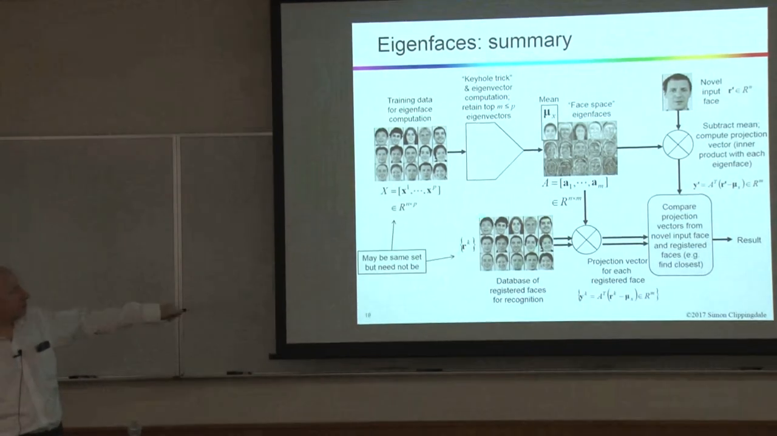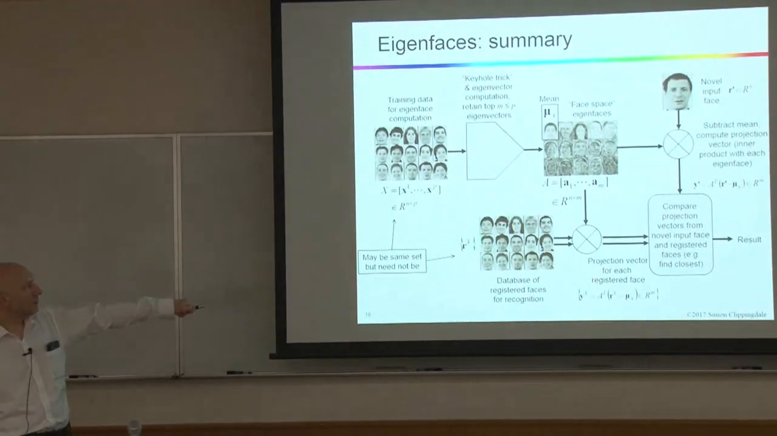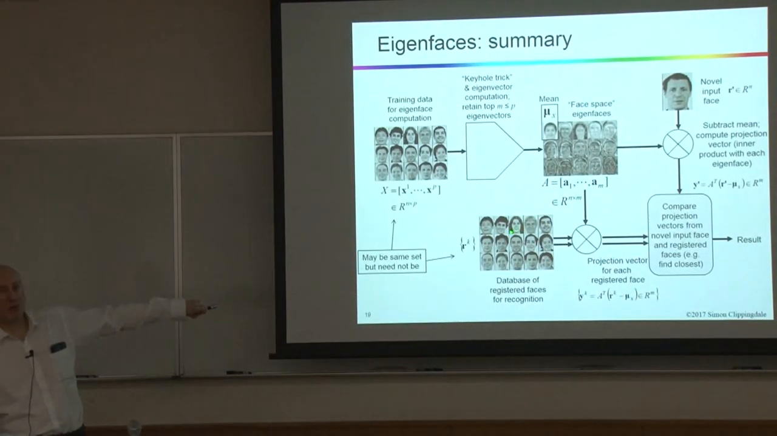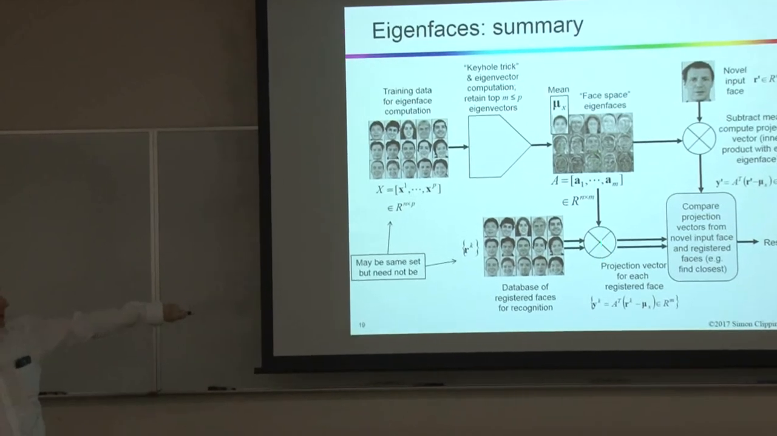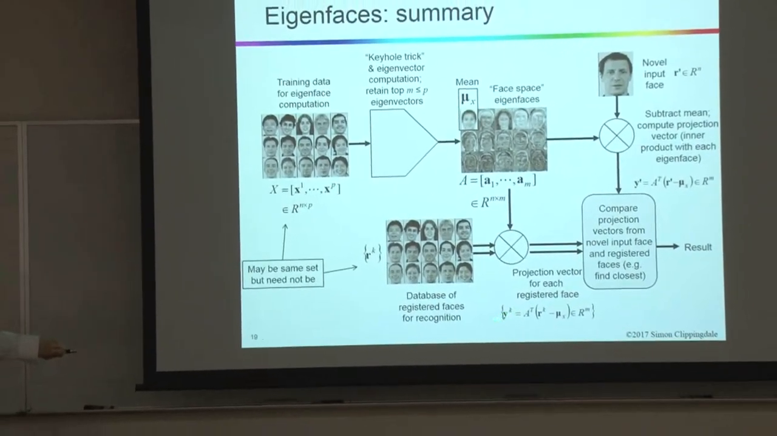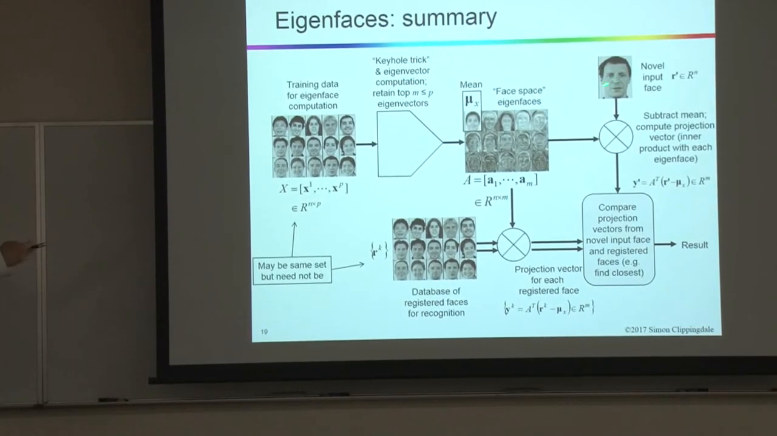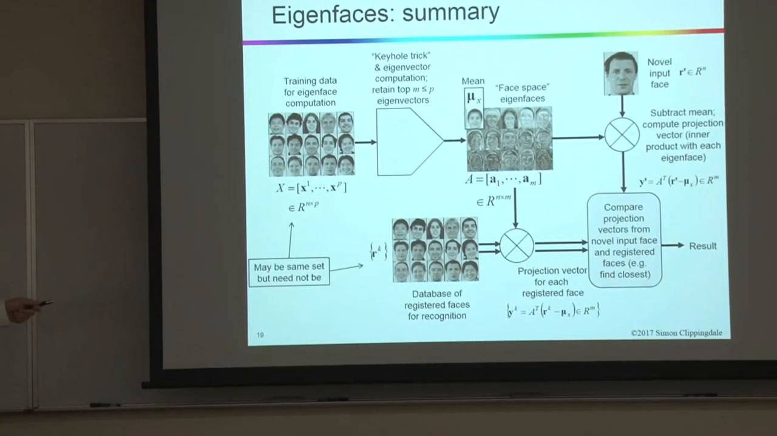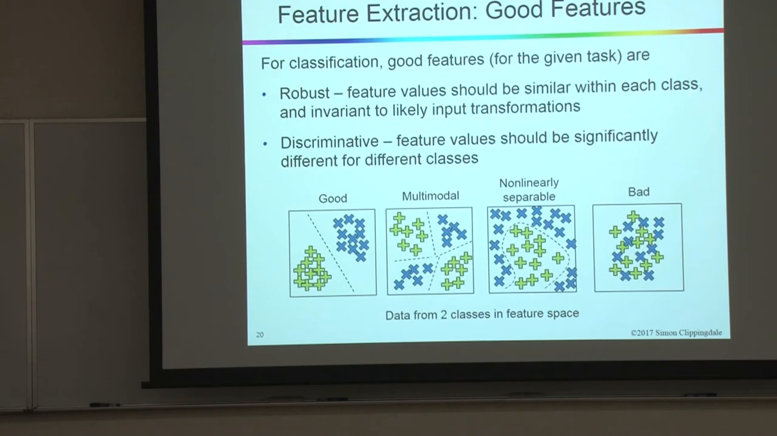Then build your database. So these are the r_k, these are the people who you want to potentially recognize in the input. Project each of those onto this eigenspace and get yourself a feature vector y_k for each one. Then with the novel input face here, r dash, again, project that onto the eigenspace to get yourself a feature vector y dash, and then compare y dash to all these y_k that you computed from the database. And for example, find the closest one of these to this one, which will give you your result. Okay, so that's how that works.